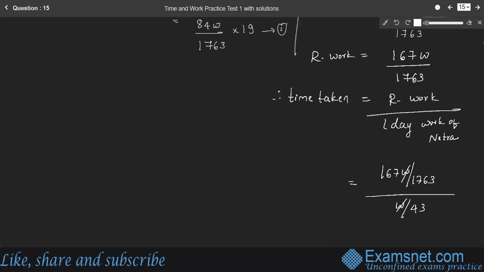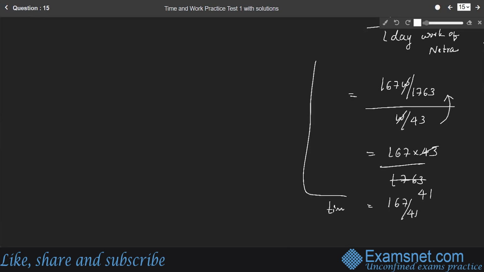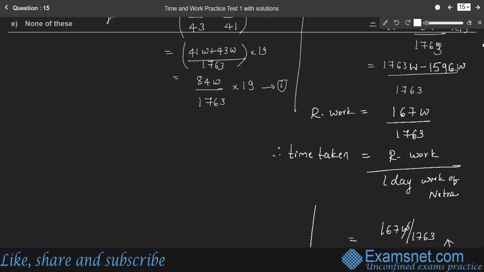So we can cancel W and W. This 43 goes to the numerator. So you will have 167 into 43 by 1763, right? Here 1763 can easily be divisible by 43. So you will get 43 into 41 as 1763. So you have 167 by 41 as the time taken by Netra to complete the remaining work.